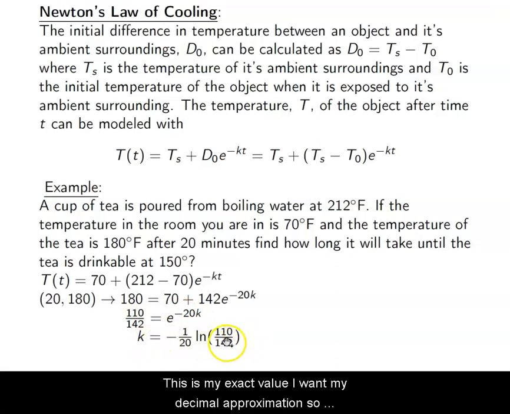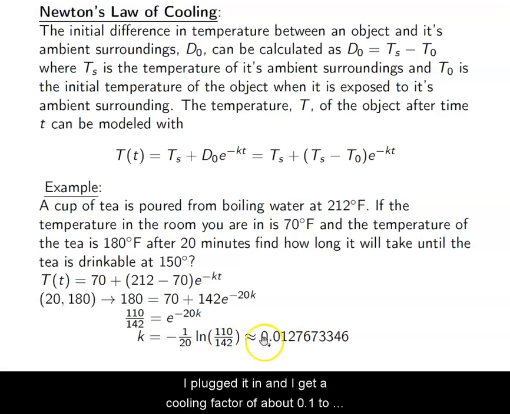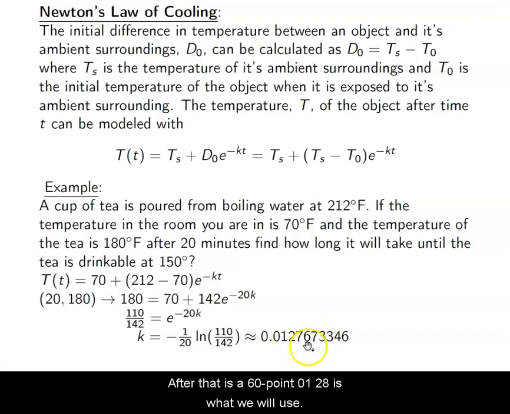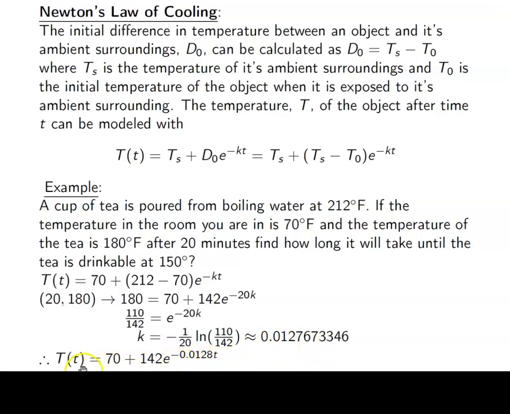This is my exact value. I want my decimal approximation. So I plug this in and I get a cooling factor of about 0.127673346. So we'll take the first 4 decimals, round them up because the value after that is a 6. So 0.0128 is what we will use in our equation. Okay, so this is my equation.